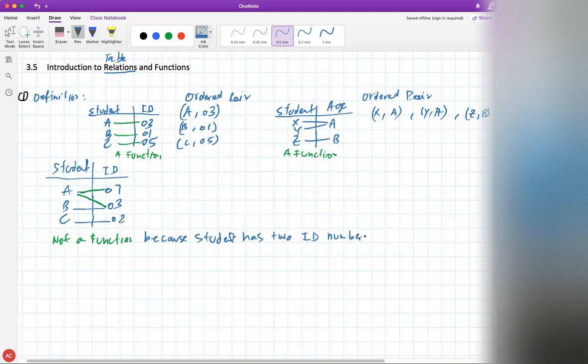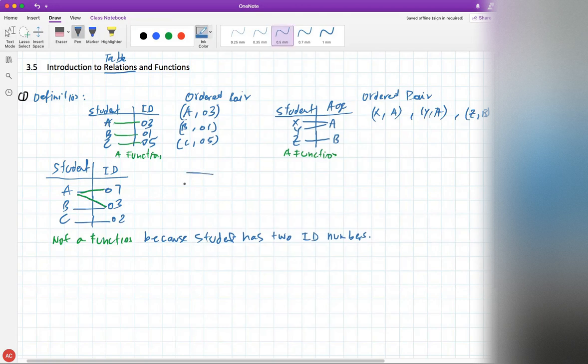So in order for something to be, again, a function, it has to be one to one from here. If it's one to two or more from the other side, it makes it not a function. So everything is a relation. Some of the tables are functions.